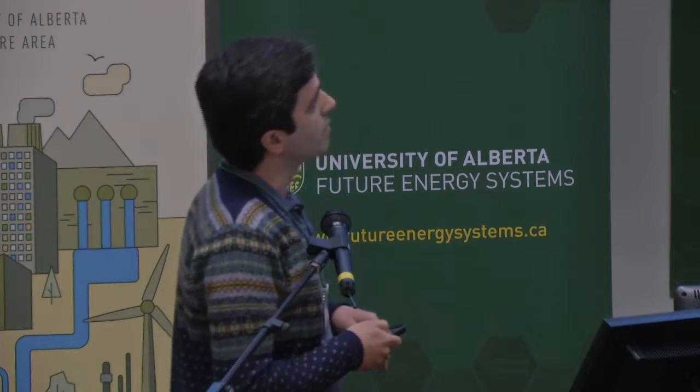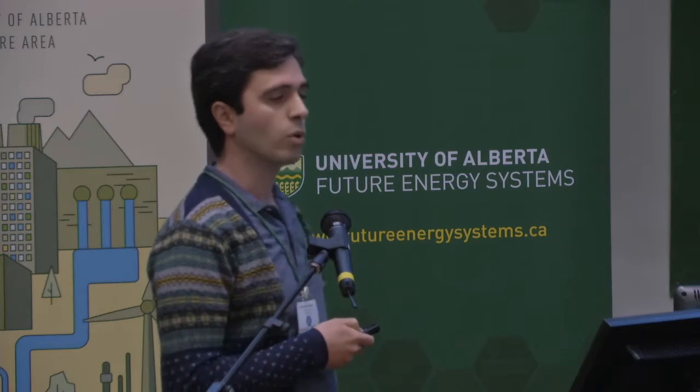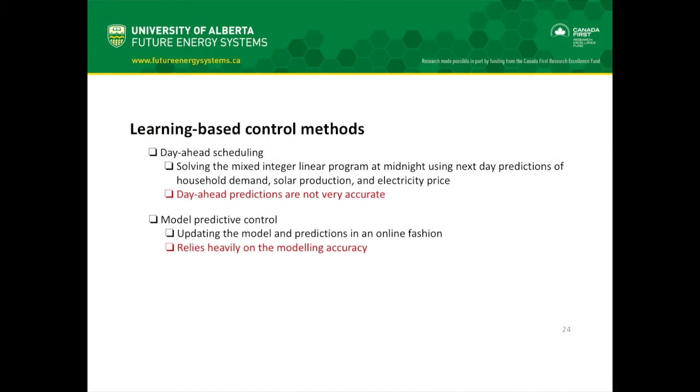In order to improve that, we can have model predictive control, which relies on a model in an online fashion, meaning that the model is getting updated in every time slot that we have new measurements. But it's still relying on the modeling accuracy.